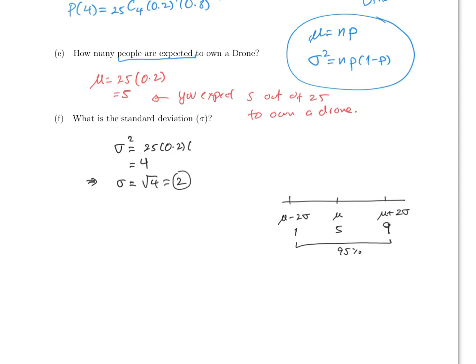Is that okay? Professor, how do you get 1? Oh, if you do 5 minus 4, that will give you 1, right? Because the standard deviation is 2. So if you do 5 minus 2 times 2, that will give you 1. And the other one is 5 plus 2 times 2. That's how we get 9. Is that okay? That makes sense, Nila?